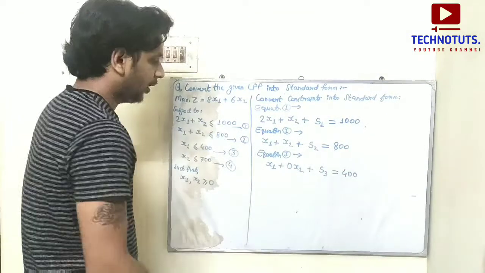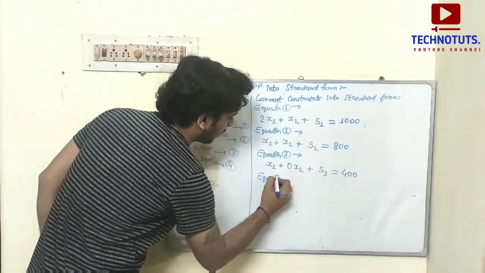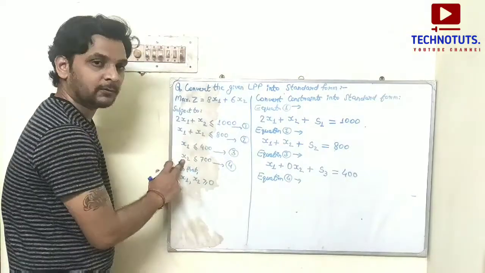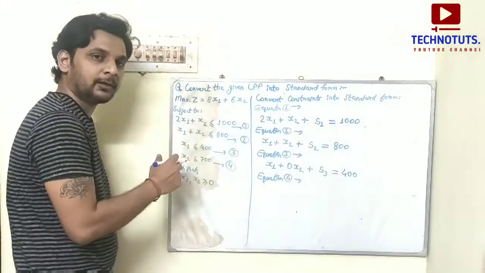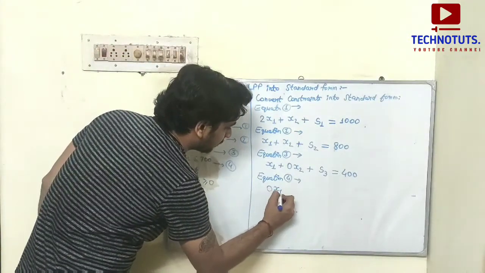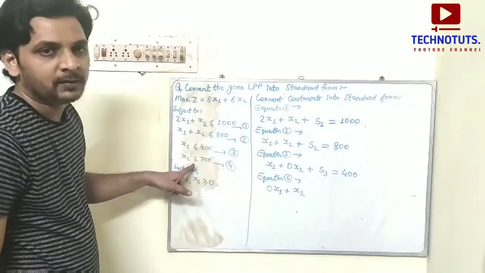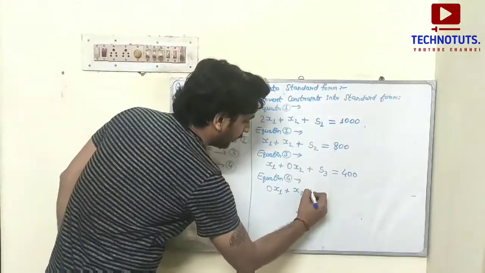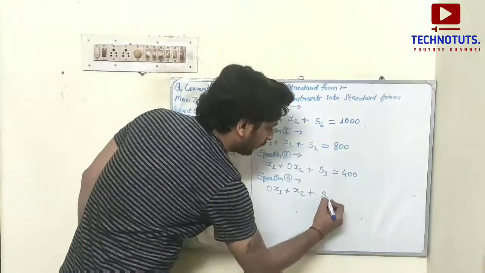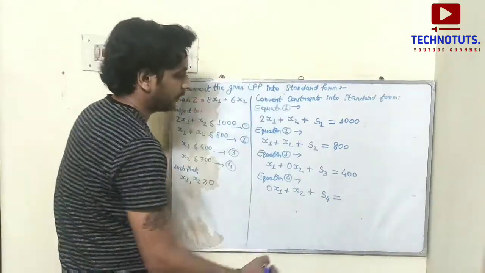In a similar fashion, we will also convert equation number 4 into its standard form. Equation 4 will become: here x1 is not given, so x1 is present but its coefficient is 0. 0x1 plus x2. Here also the sign is less than or equal to, so we will add a slack variable. Here we are adding it the fourth time, so we will use suffix s4 with its coefficient as unity, which is equal to 700.